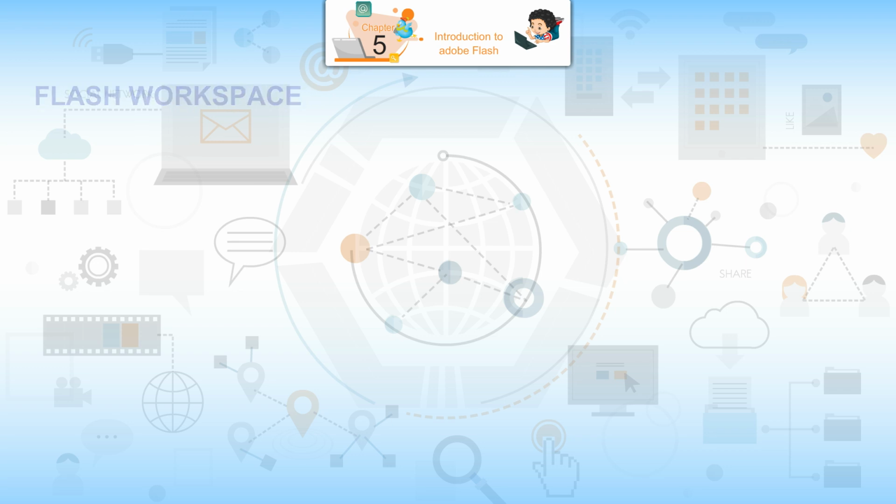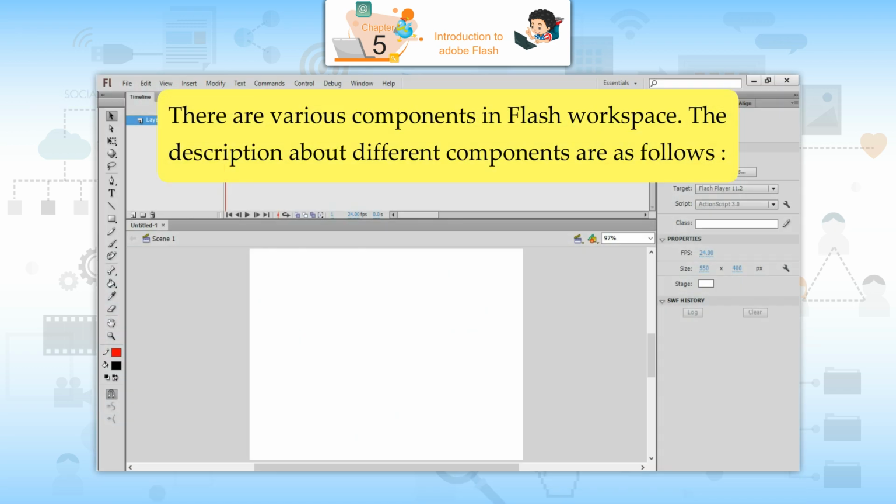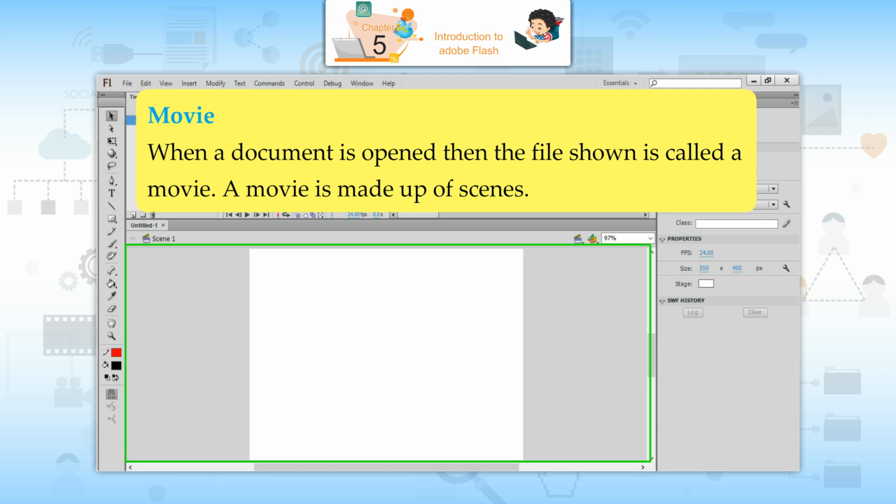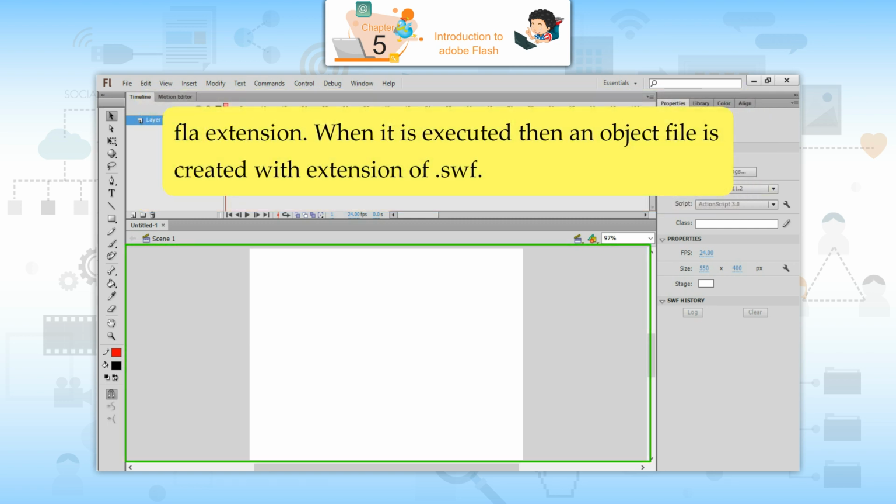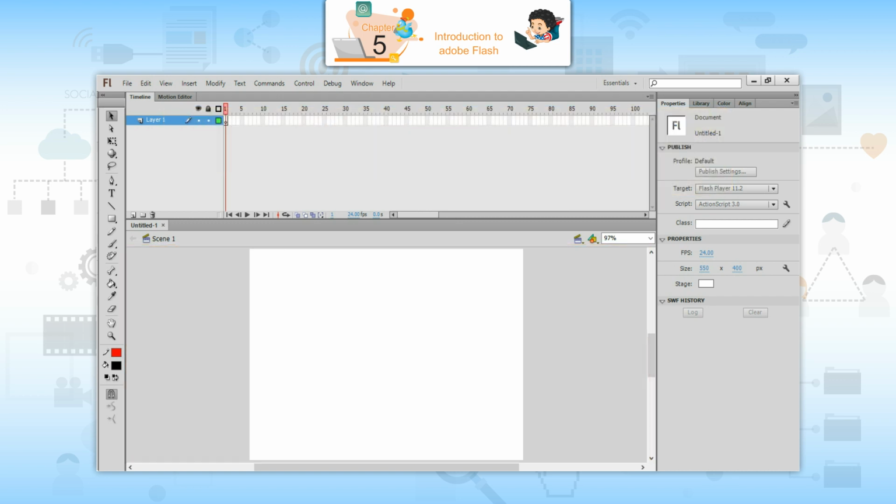Flash Workspace. There are various components in the Flash Workspace. The description of the different components is as follows. Movie. When a document is opened, the file shown is called a movie. A movie is made up of scenes. It is an animated Flash file that has the .fla extension. When it is executed, an object file is created with the extension .swf.